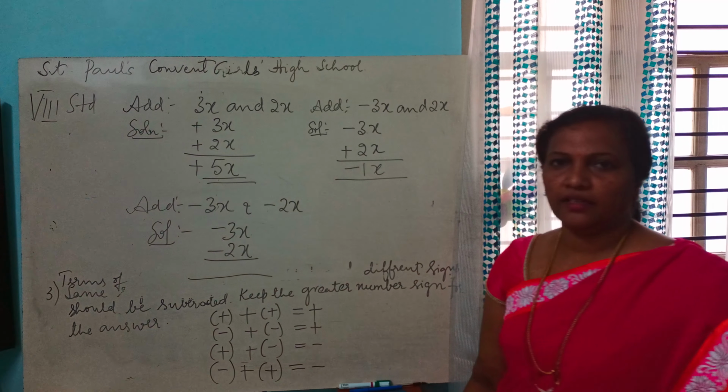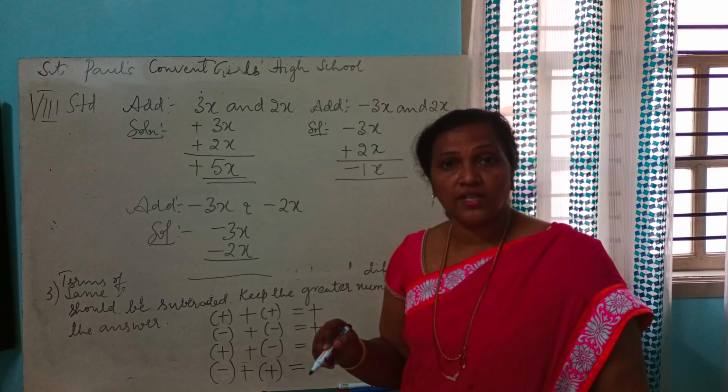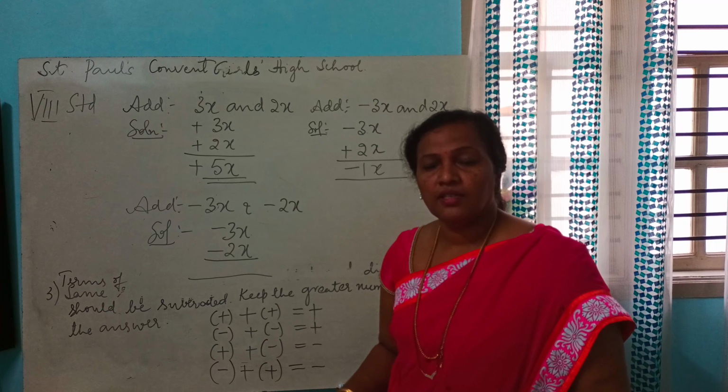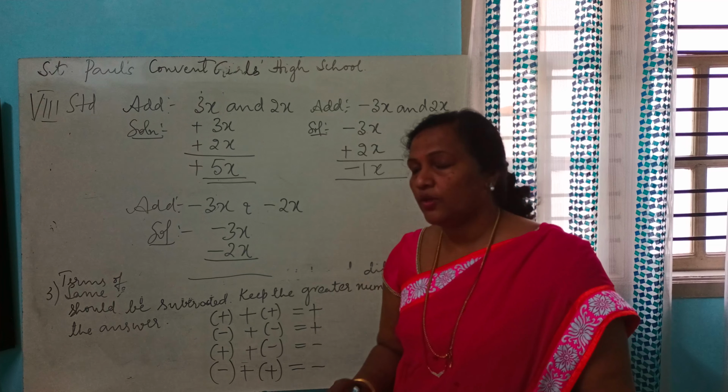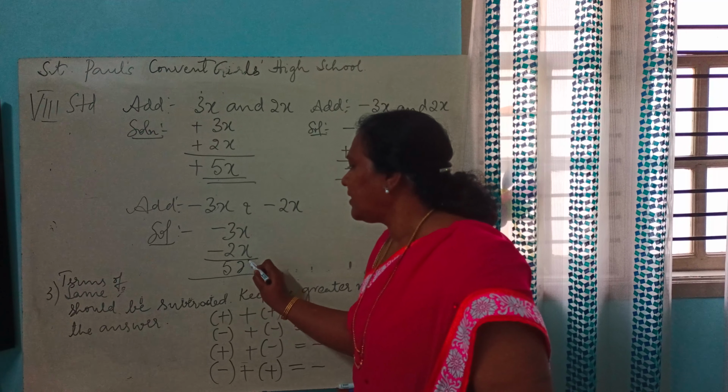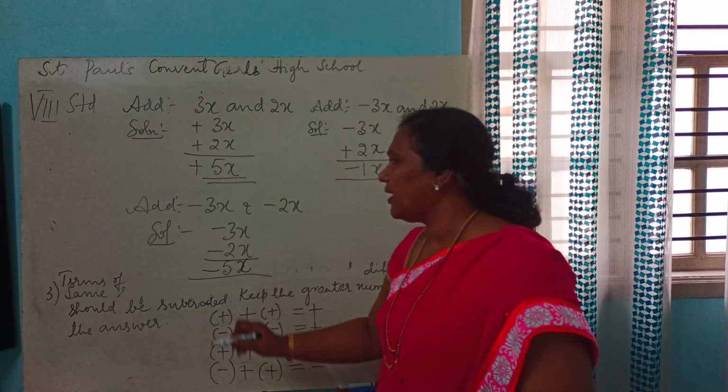See, now you have to add. If you add, what should you see first? You have to see the signs. Both have what sign? Same sign, minus, minus. What do you have to do? Add. 3 plus 2 is 5x. The greater number's sign is minus.